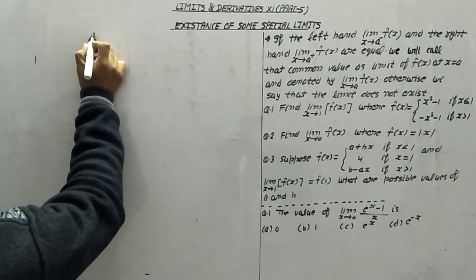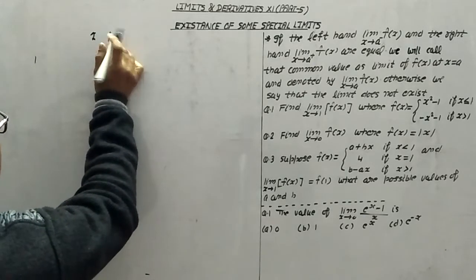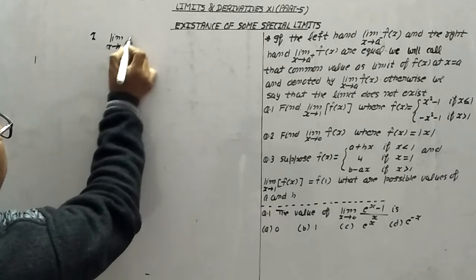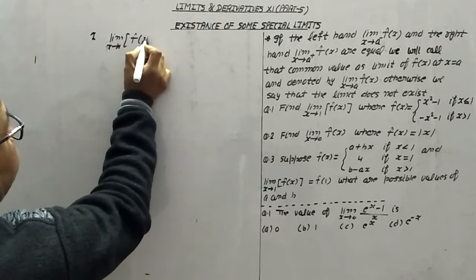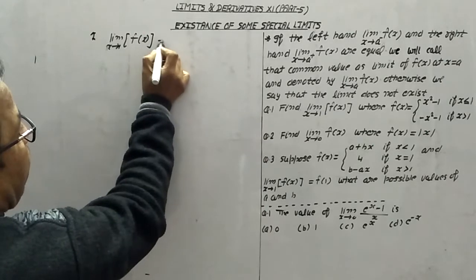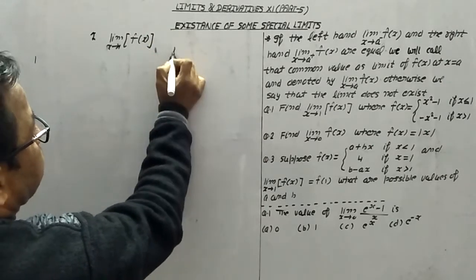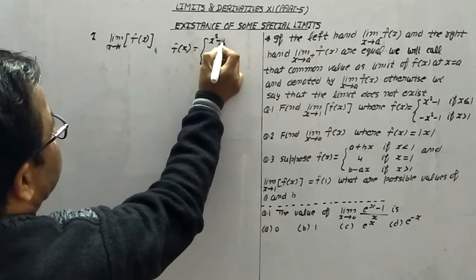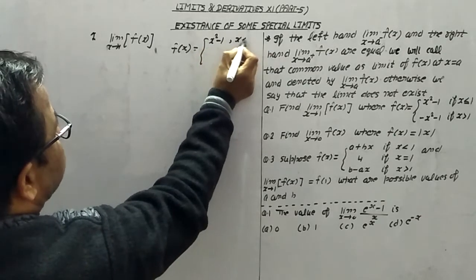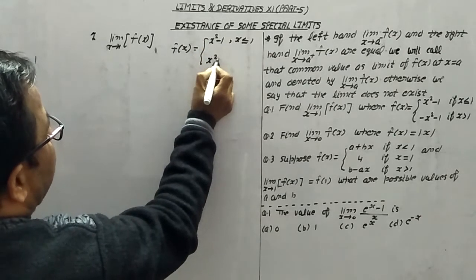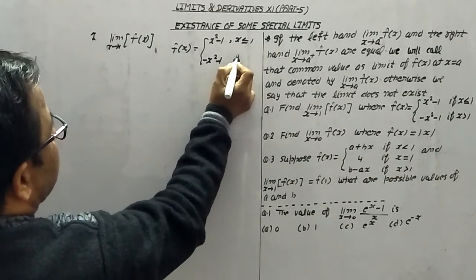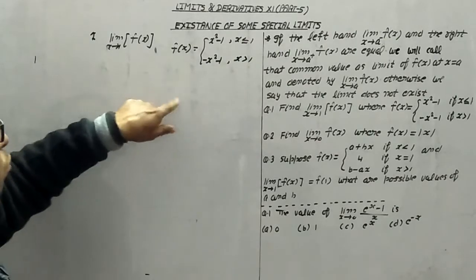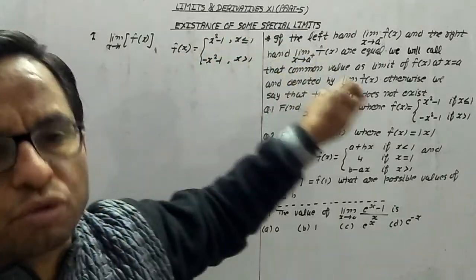Now, how will we solve the questions? Look at this with these examples. Question number 1: we have to find limit x tends to 1 f(x), where f(x) is given as x square minus 1 if x is less than or equal to 1, and minus x square minus 1 if x is greater than 1. It means we have to check the limit at x equals 1.